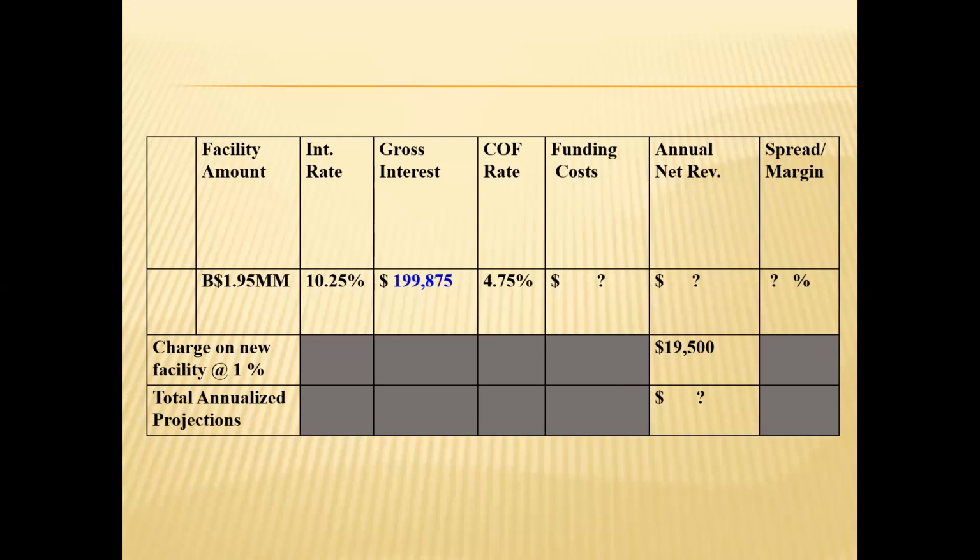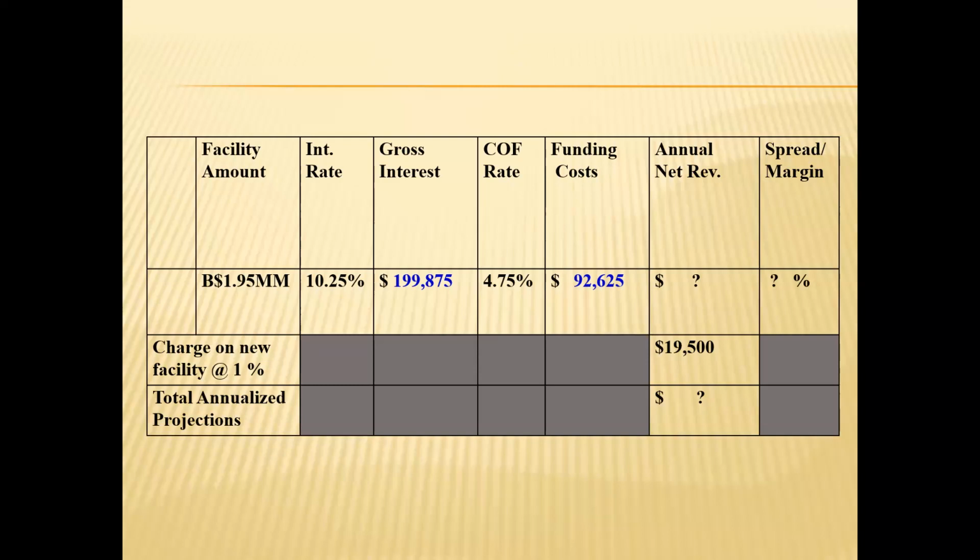Okay. Now the cost of funds rate is 4.75. That is what it is costing us to borrow from another financial institution or whatever it is, where we are getting this 1.95. It's costing us 4.75%. So you say 4.75% of 1.95 million, and that gives us 92,625. So you got that? Yes, sir.